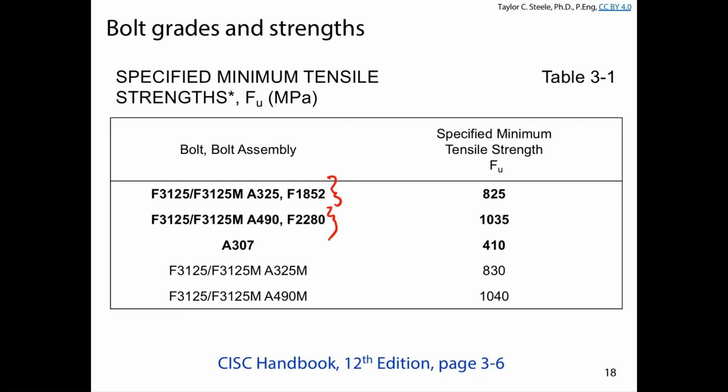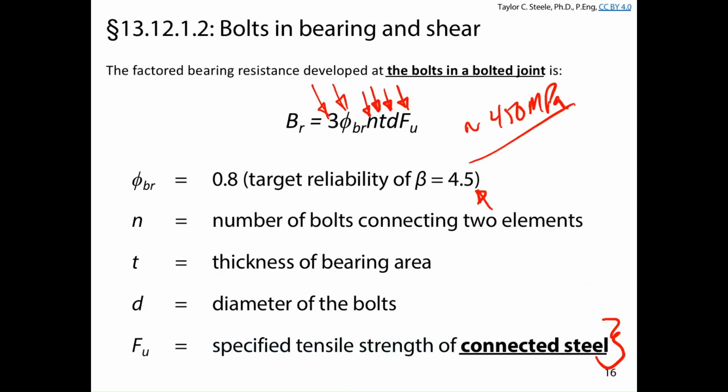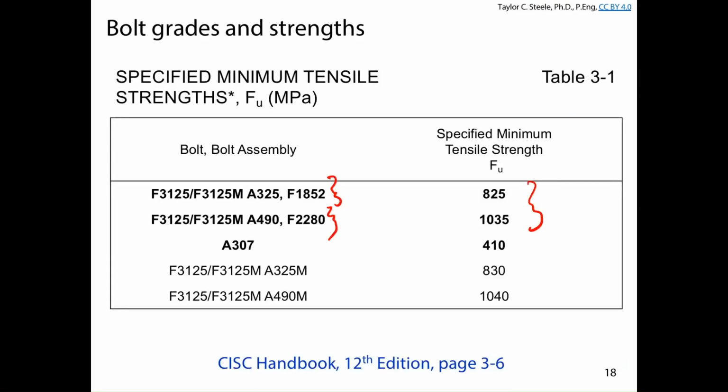So roughly, almost, anyway, twice the strength of your typical 350W steel in tension. And then we have A490, which tends to be a little bit stronger even than that. We get up to 1,035 megapascals. We're looking at the strength of A490 bolts, more than twice the strength of typical rolled steel in tension. Okay, so remembering when to use these values in this expression and not in this expression is important because you'll get vastly different values if you use the wrong ultimate strength in those calculations.